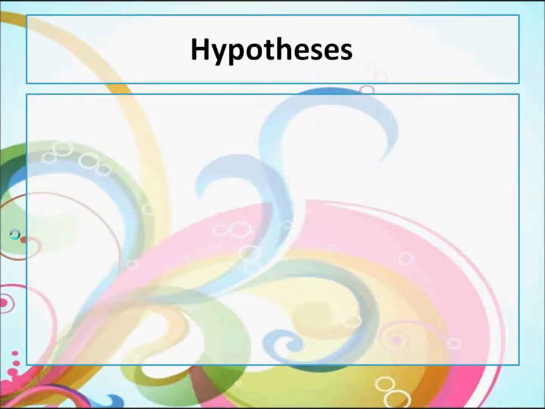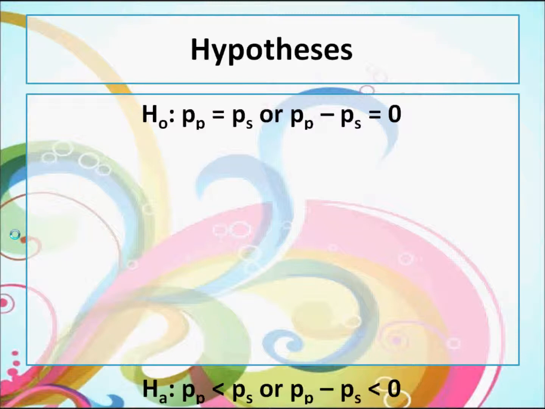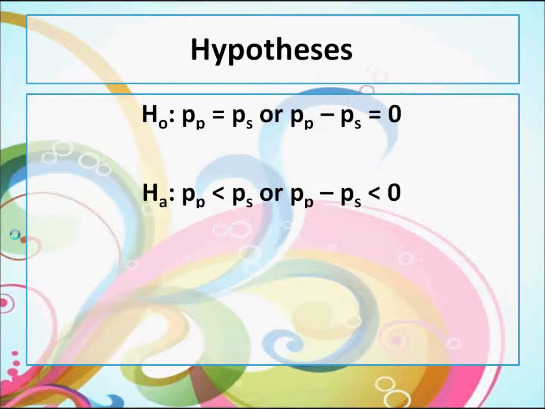Once we have our parameters, we're going to go ahead and state our hypotheses. So the null hypothesis, H0, is that the proportion of Perdue is equal to the proportion of store brand, or p sub P minus p sub S equals 0. And our alternative hypothesis, HA, is that the proportion of Perdue chicken that's contaminated is less than the proportion of store brand chicken that's contaminated, or p sub P minus p sub S is less than 0.